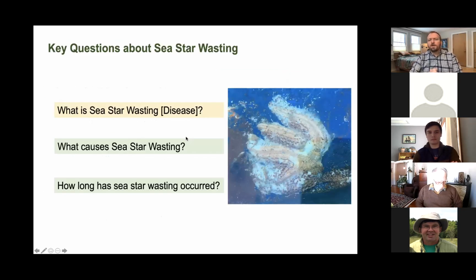So the big three questions that I'll be talking about are: what is sea star wasting disease? What is it exactly? How does it manifest? What does it look like? The second question, which is perhaps the $64 million question, is what causes sea star wasting disease? And then finally, I'll be addressing how long has sea star wasting occurred? How long have we actually seen sea star wasting? All three of these play into our understanding of this as a disease phenomenon.